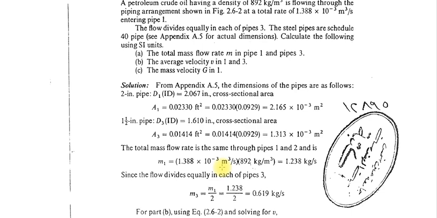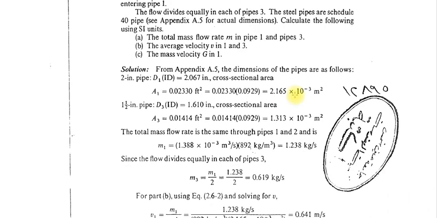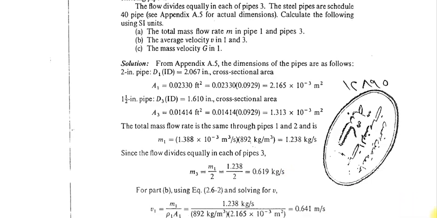Once you get the linear velocity, you can use this equation: rho 1 A1 V1. Rho is density, A is cross sectional area, V which you calculated by Q by A. So that will become rho 1 Q1. So M1 equal to rho 2 A2 V2 multiplied by 2. Why 2? Because fluid is flowing equally in both pipes. It is given here. So M3 equal to M1 by 2. So mass flow rate of the pipe 3 is 0.319 kg per second.